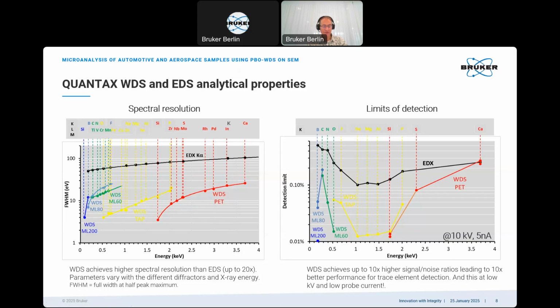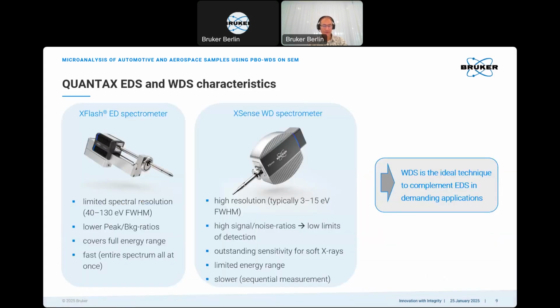The ability to detect trace elements is determined by the detection limit. Due to the higher signal noise ratios for WDS, the detection limits for WDS are much lower than for EDS, especially in the low X-ray energy range. Let's summarize the characteristics of QUANTAX WDS and EDS.